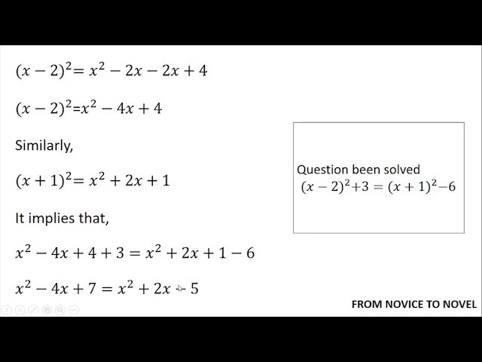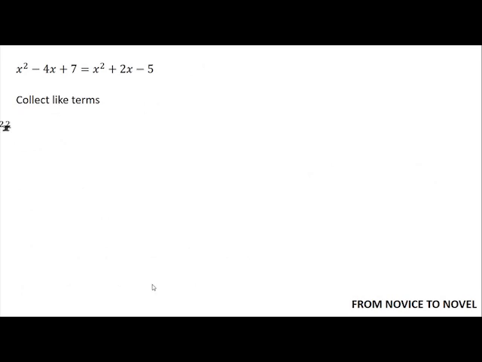Plus 1 minus 6 will give us minus 5. So this automatically becomes this. And then the next thing you want to do is you need to collect like terms. And then we have this.